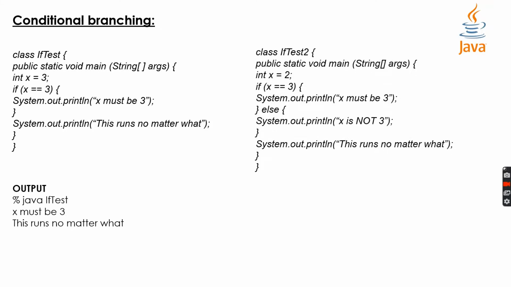Okay, another one, now we include else in it. So class IfTest, int x equals 2. Here the value 2 is assigned to x. If x equals 3, that's not true. The if statement condition is not true here, so the operation goes to the else. So else System.out.println x is not 3. Okay, so this runs no matter what. So here the output is x is not 3, and this runs no matter what.